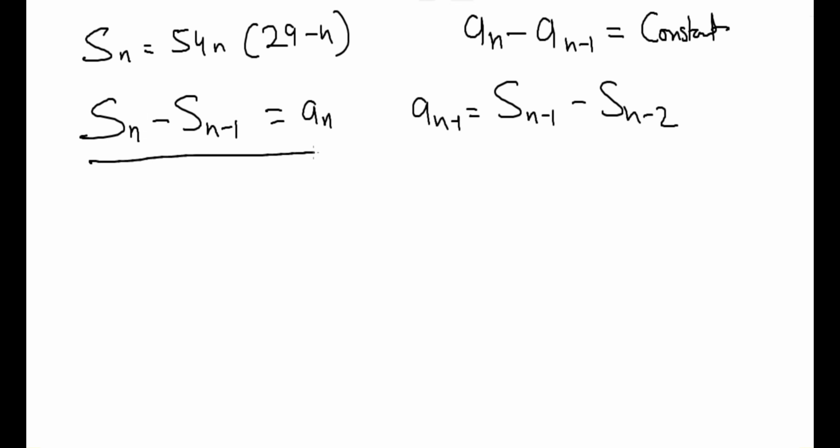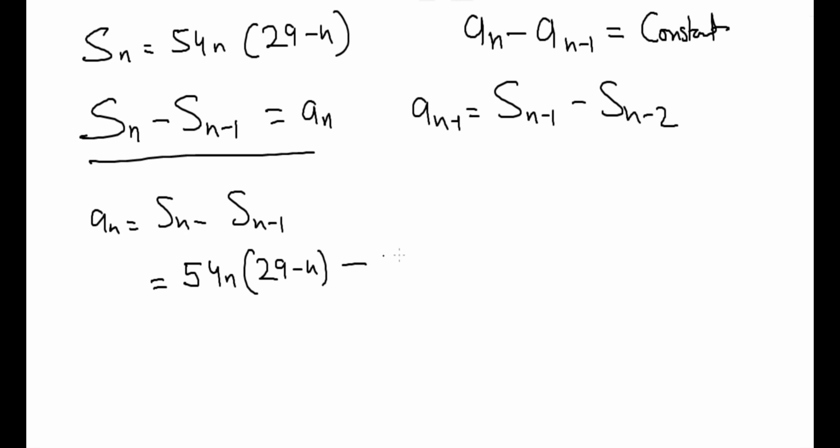So let's try with this. Suppose we need to find an by this method, which is Sn minus Sn minus 1. So what we will do, we will put the value of Sn. Sn is given as 54n bracket 29 minus n, and we need to subtract Sn minus 1 from it, which is 54. In place of n we need to substitute n minus 1, which is like this. In place of n, I just put n minus 1, and I try to solve it.